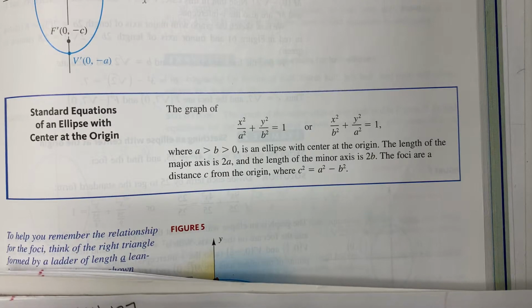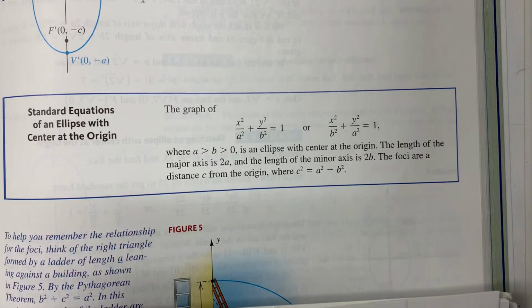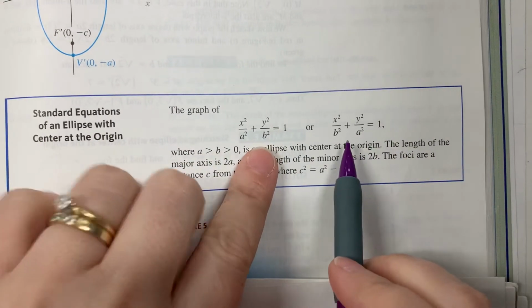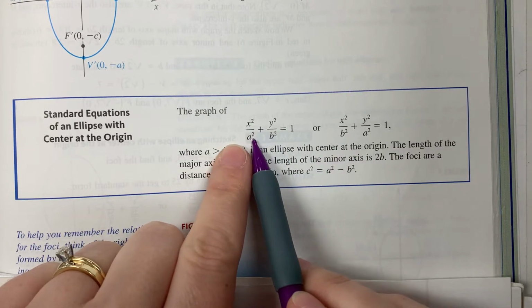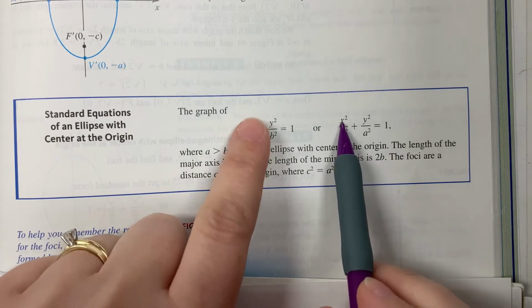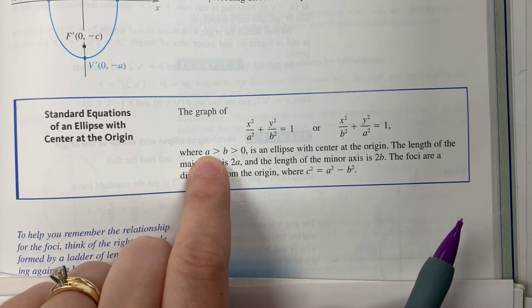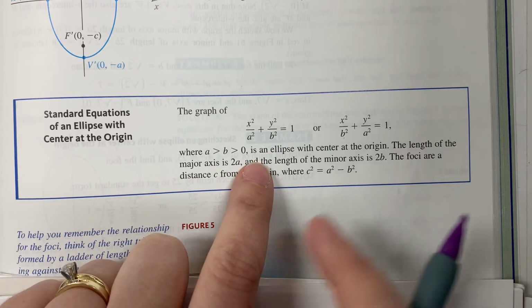Okay guys, so we're talking about lesson 11.2 today, ellipses. These are the equations of ellipses. We have one where it's x squared over a squared, and the other one is x squared over b squared. Just pay attention to the fact that a is the biggest. So pay attention when you're seeing a problem like that.